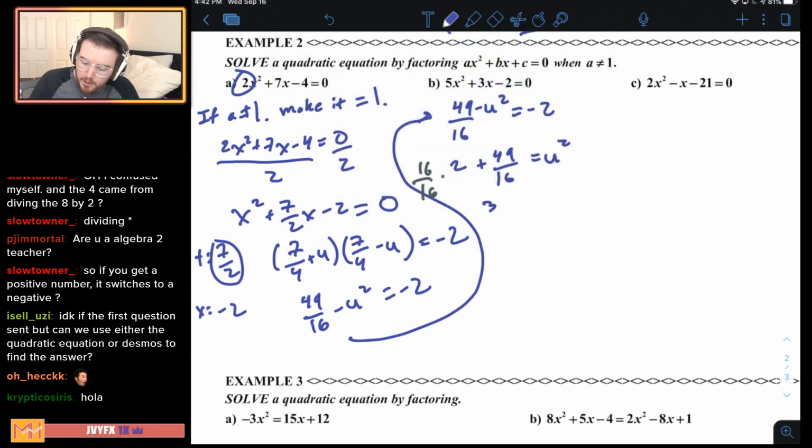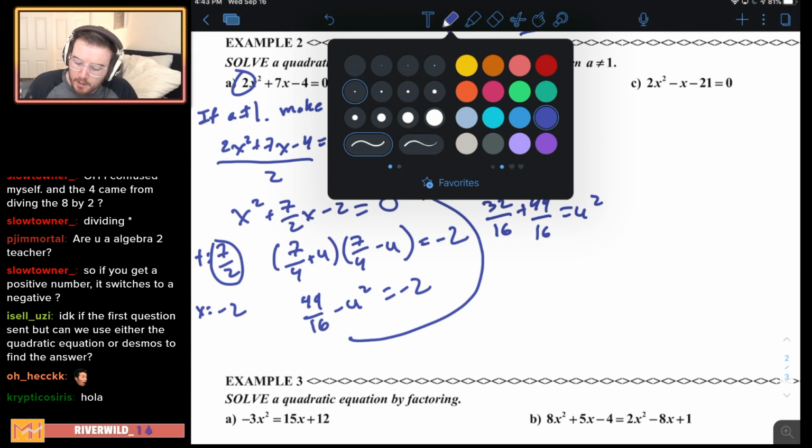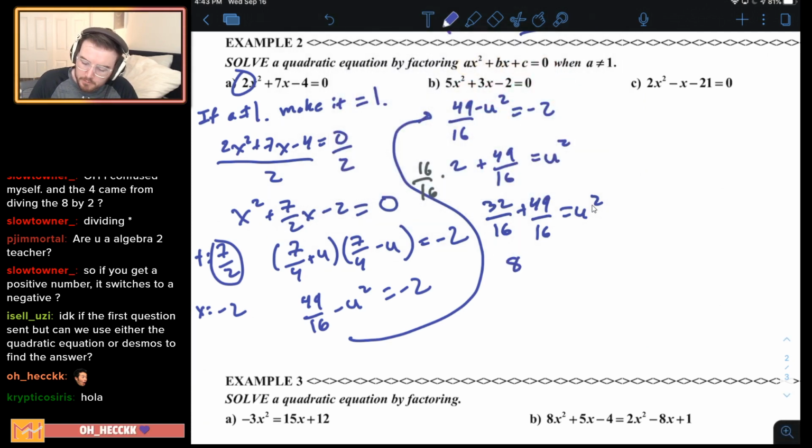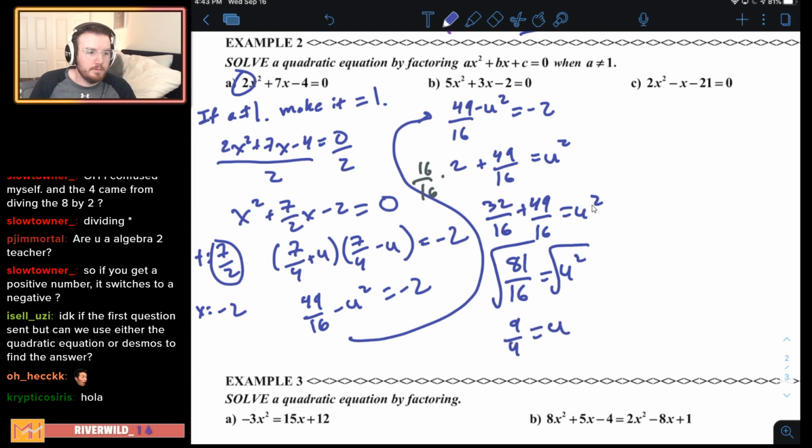So I end up with 32/16 plus 49/16 equals u squared. And 32 plus 49, what is that? 81. Take the square root, and I get 9/4 equals u.